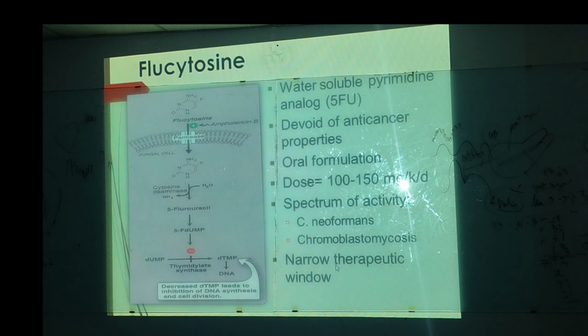And look at this, it has a narrow therapeutic window. So what do you understand if a drug has a narrow therapeutic window? Easy to overdose. It's not safe. Not safe to use because of a narrow therapeutic window, you could go into overdose easily.